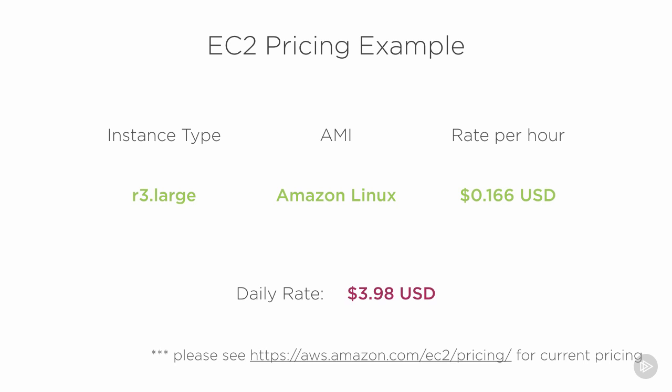$4 per day might be a little steep for your case, so let's look at one of the most basic offerings, a general purpose T2 micro instance. This instance type comes with one CPU, 1 gigabyte of RAM, and costs 1.3 cents per hour, which adds up to around 31 cents a day. Now we're talking. For a month, that's around $10, which is fairly reasonable.